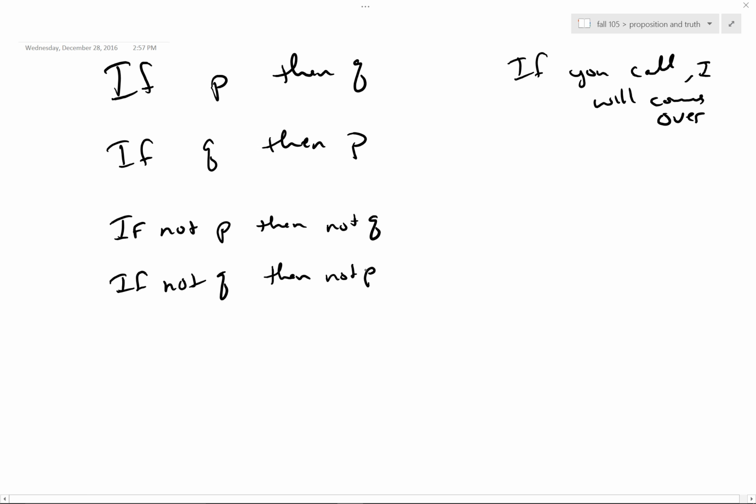All right, in which case, what would happen there? Well, if I don't come over, then you won't call. Again, doesn't really make any sense in that situation. Okay? We call this the conditional. We call this the converse. We call this one the inverse. We call this the contrapositive.